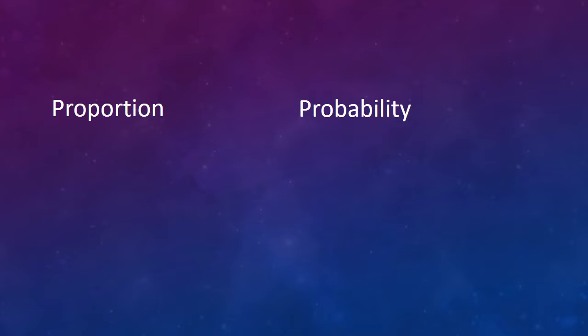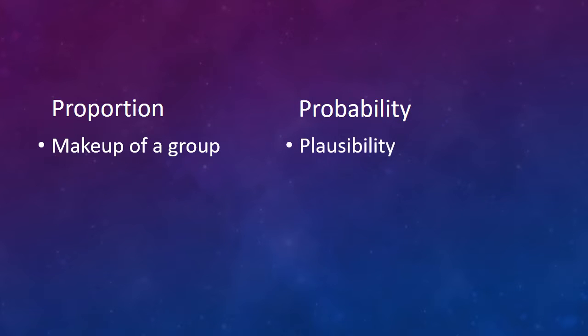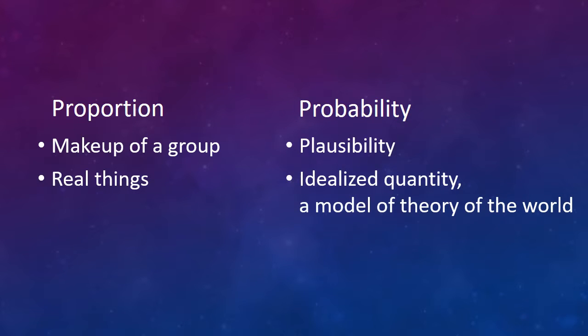A proportion refers to the makeup of an actual group. For example, the proportion of students who live out of state, based on the records in the registrar's office. A probability refers to how plausible we think a given statement is. For example, how plausible it is that this student that I just met lives out of state. A proportion refers to real things. A probability is an idealized quantity, a model or theory about the world.